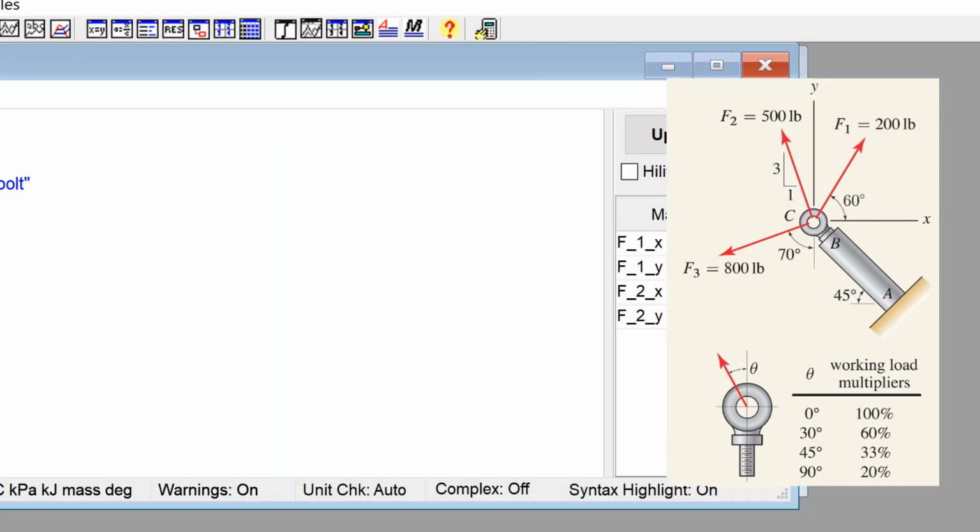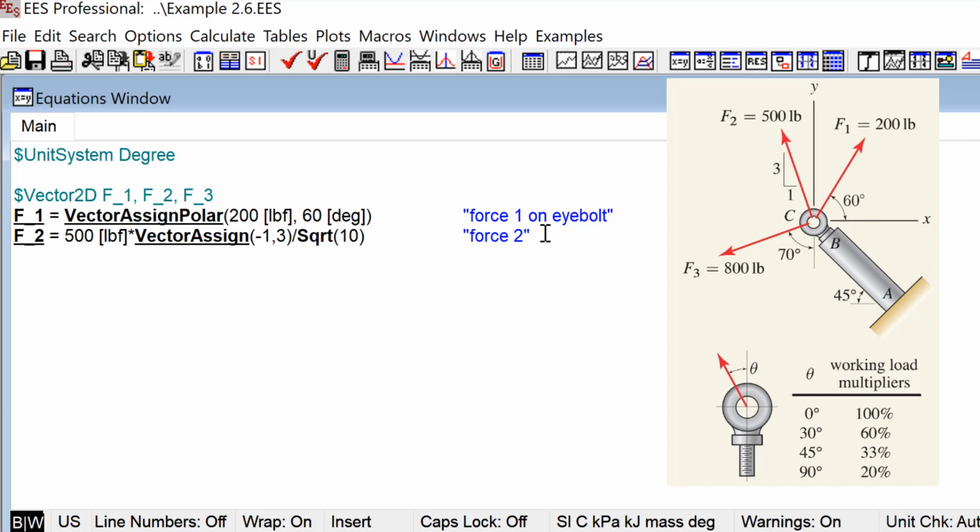All right, and then that brings us to F3. And you can see for F3, they give us the magnitude and they give us the angle. In this case, they give us the angle relative to the negative y-axis. To use vector assign polar, I need the angle relative to the positive x-axis. So I think that would be, let's see, if it's 70 relative to the negative y-axis, it would actually be 180 plus 20, which is 200 relative to the positive x-axis, or equally well, it could be minus 160 relative to the positive x-axis.